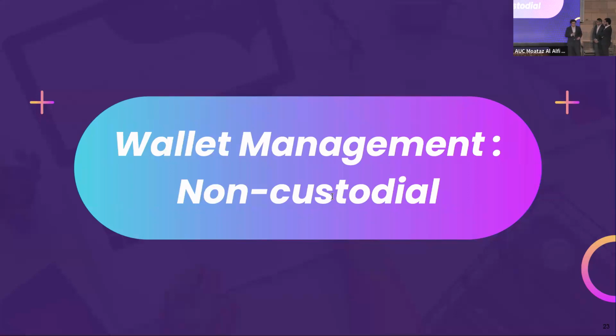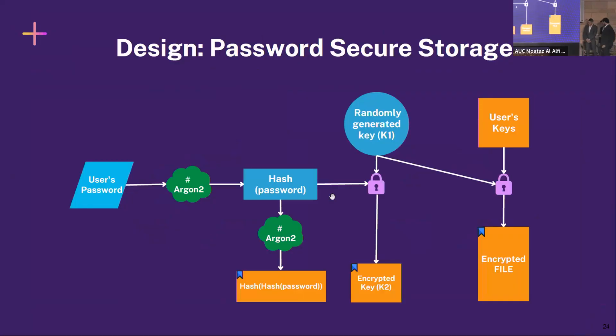So we have 2 models. The first is the non-custodial model. As illustrated earlier, the keys in the blockchains are the most important thing to store. So this is our password secure storage model. I will remind you of that diagram quickly.